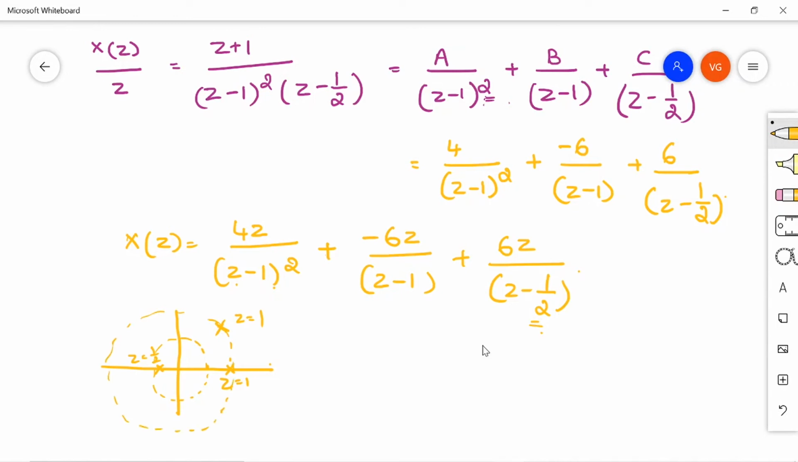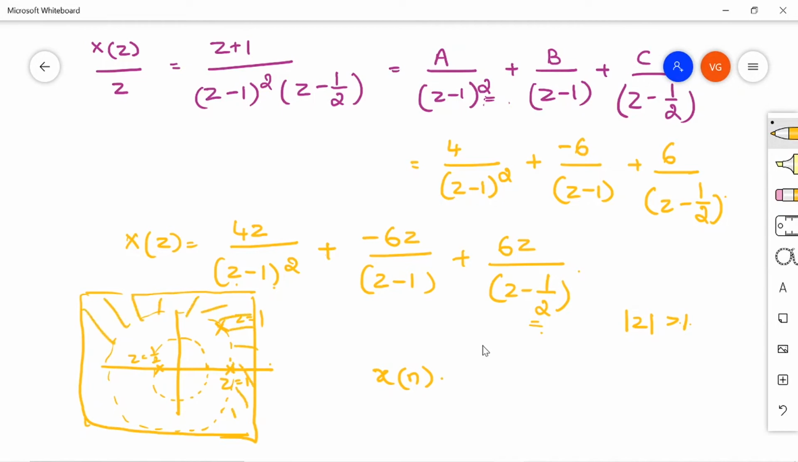Right? So they have asked you to find the value of x(n) for mod z greater than 1. So mod z greater than 1 means, if you are taking this as the entire z plane, this is your mod z greater than 1. The shaded region indicates the region of convergence, that is mod z greater than 1. So now I have to find x(n) for mod z greater than 1.